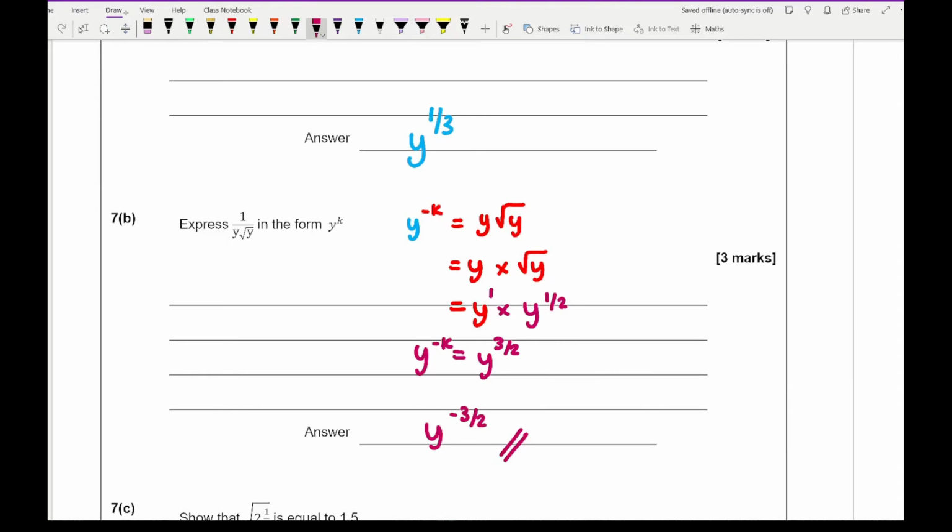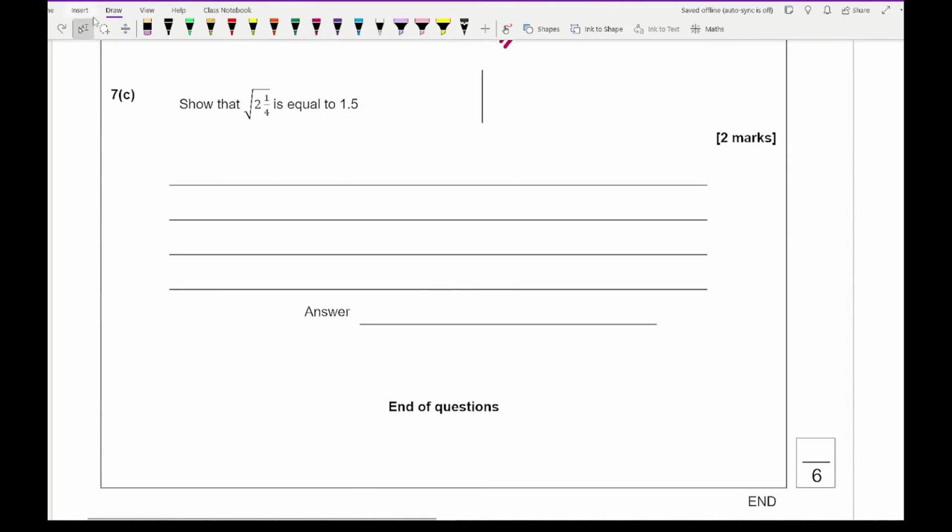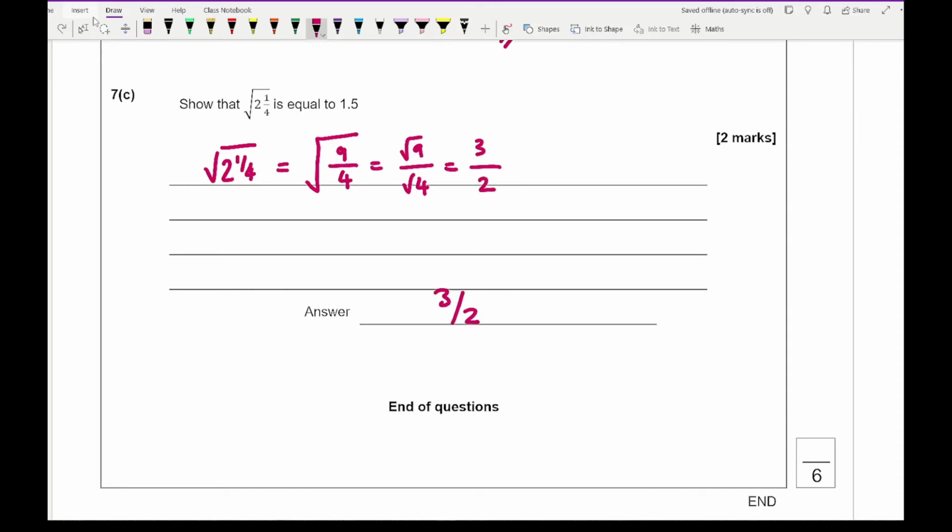Then looking at question 7c, show that the square root of 2 1/4 is equal to 1.5. Well, here what we want to do is write 2 1/4 as an improper fraction. I do the big number times the bottom, add the top, which gives me 9/4. And now all I want to do is square root these two numbers. Because it's higher, we'll be expected to know that this is going to be a thirds question as well. So the square root of 9 is 3, the square root of 4 is 2, so the final answer is 3/2, which equals 1.5. So therefore I've shown what it's asked me to show.